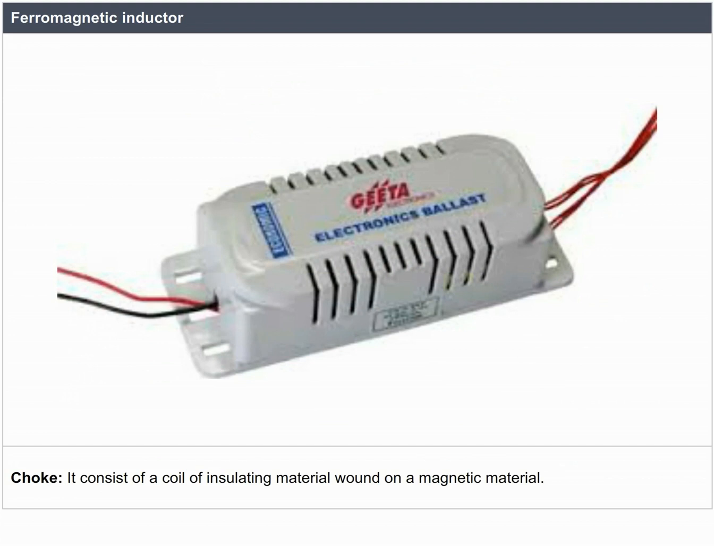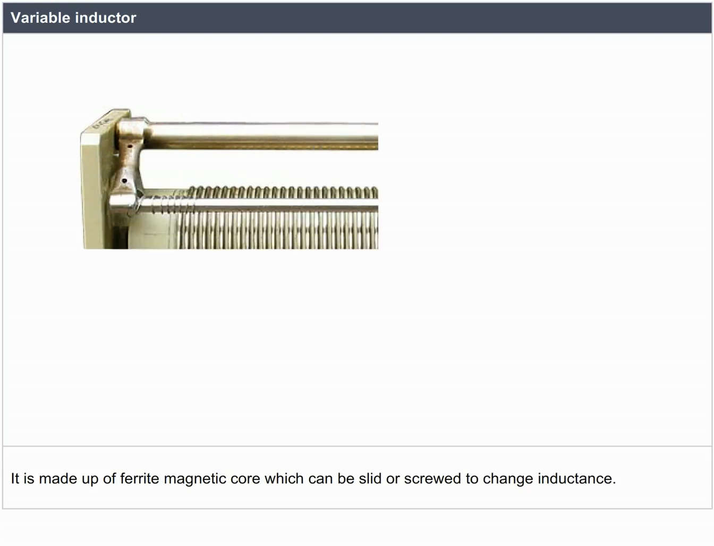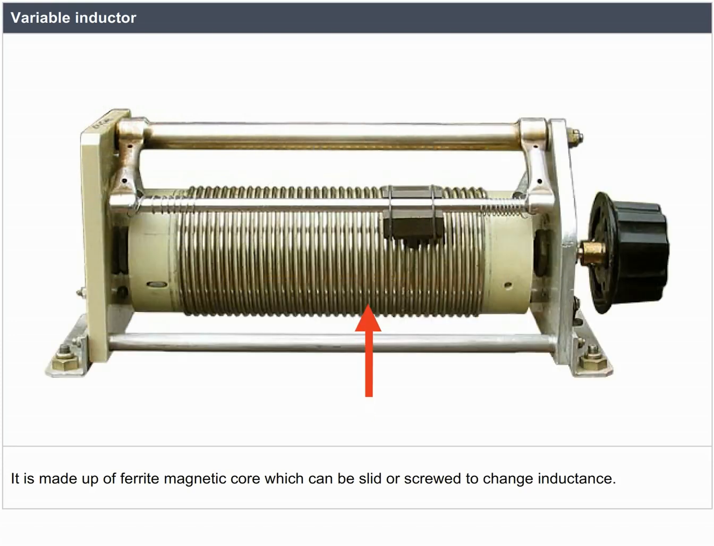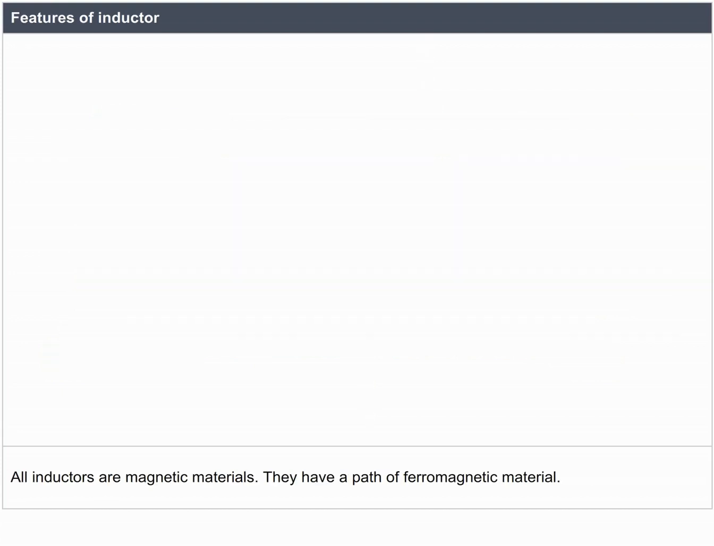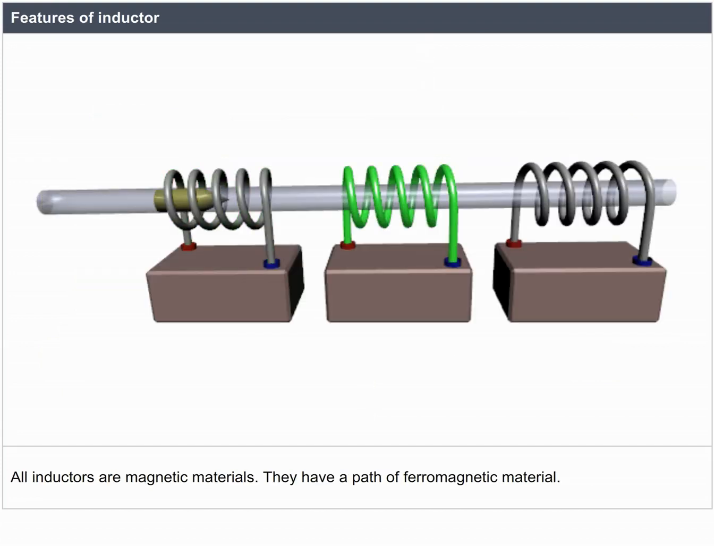Variable inductor. It is made up of a ferrite magnetic core which can be slid or screwed to change inductance. Features of inductor. All inductors are magnetic materials. They have a path of ferromagnetic material. The path is closed so that the magnetic field lies in the ferromagnetic material.